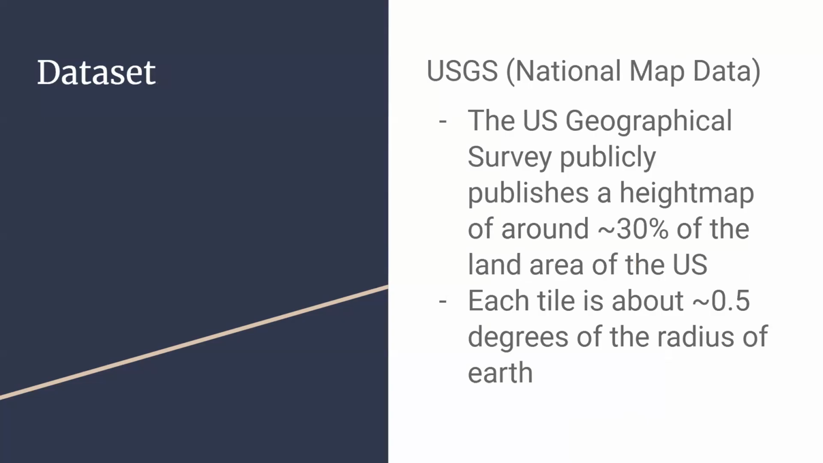So USGS, the US Geological Survey, publicly provides a height map of 30% of the US, which is extracted through a little bit of satellite data, and it's also manual, like someone going over there and scanning it with LiDAR. So that's why it's not 100%, which is fair. Each tile is about 0.5 degrees of the radius of the Earth, which is a lot, which is unfortunate because I was hoping for more fine-grained, but that's a future work thing.